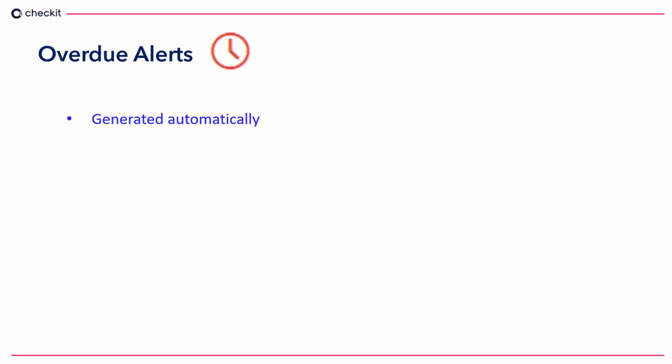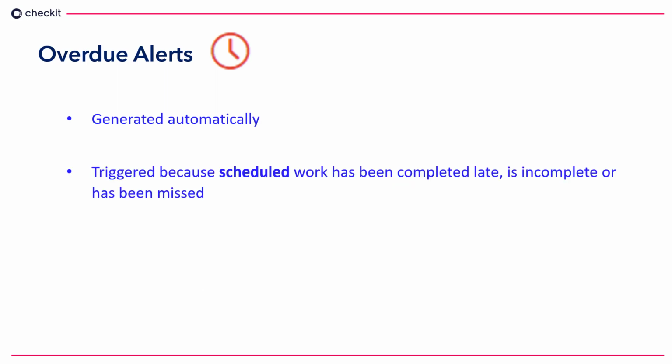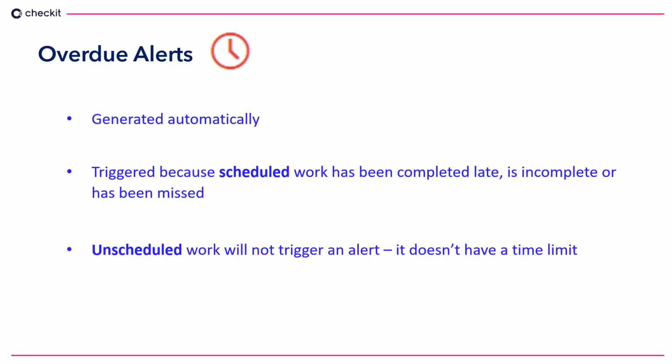Overdue alerts are automatically generated and are triggered because scheduled work has been completed late, is incomplete, or has been completely missed. Unscheduled work, on the other hand, will not trigger an overdue alert because it doesn't have a time limit for completion. Let's talk about the difference between the two.